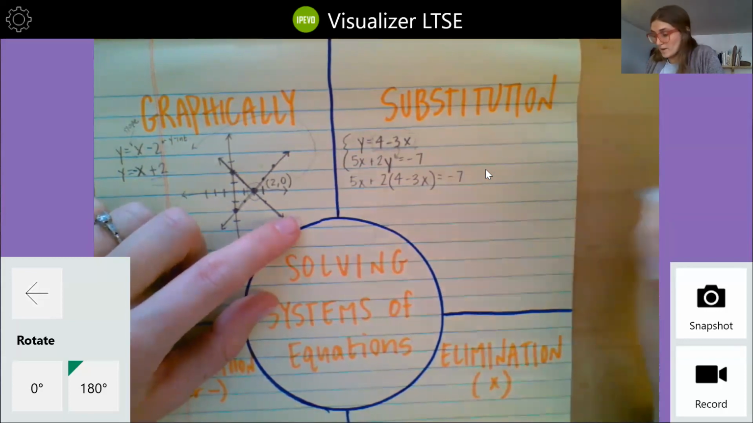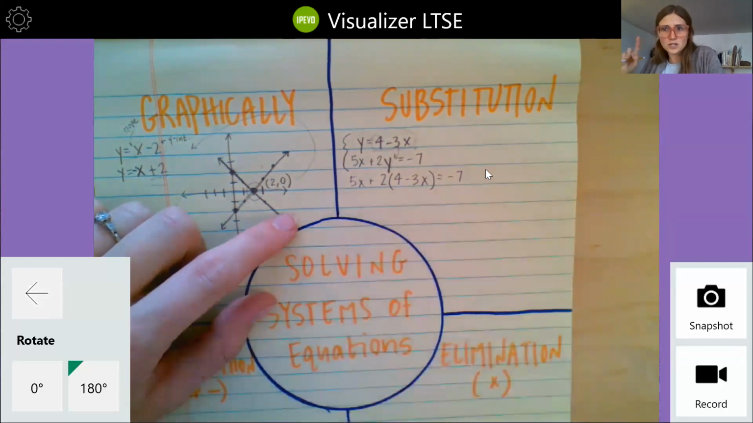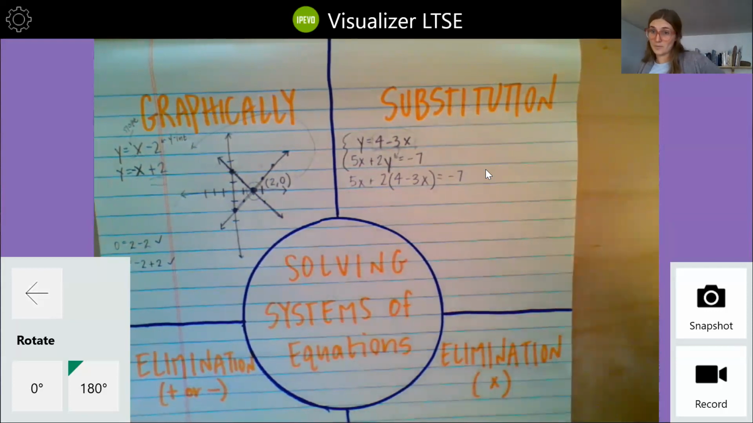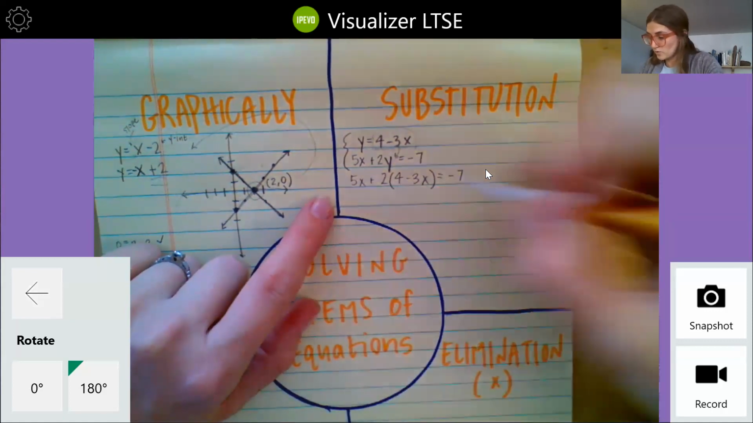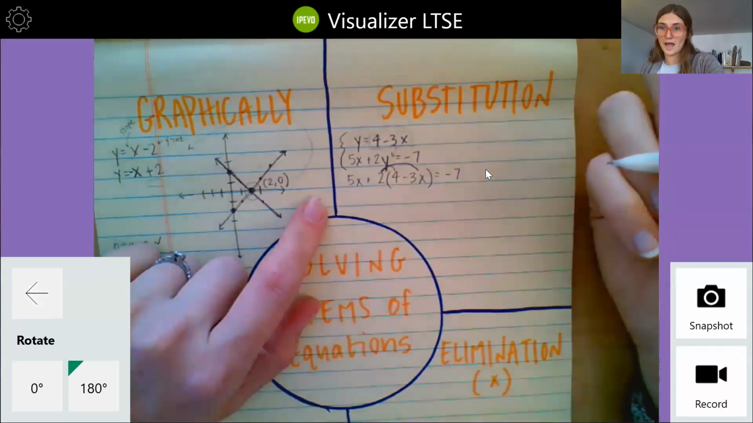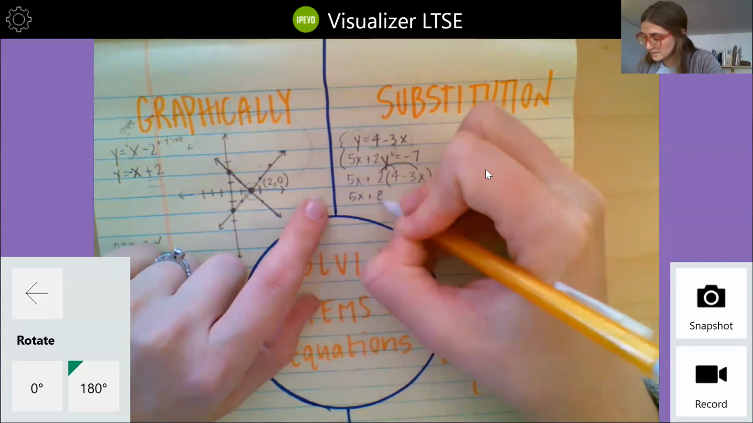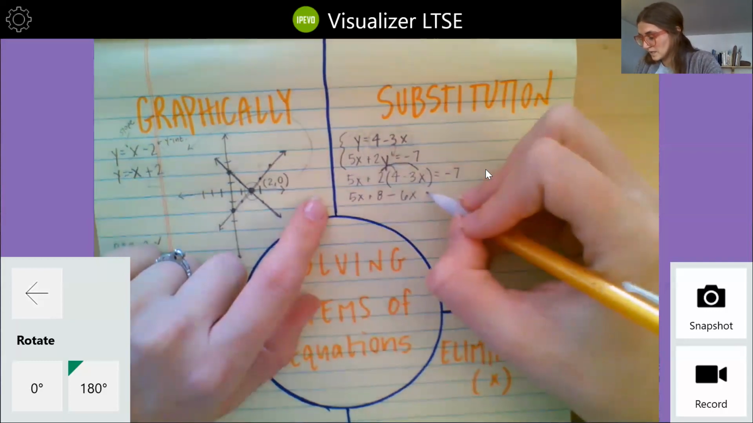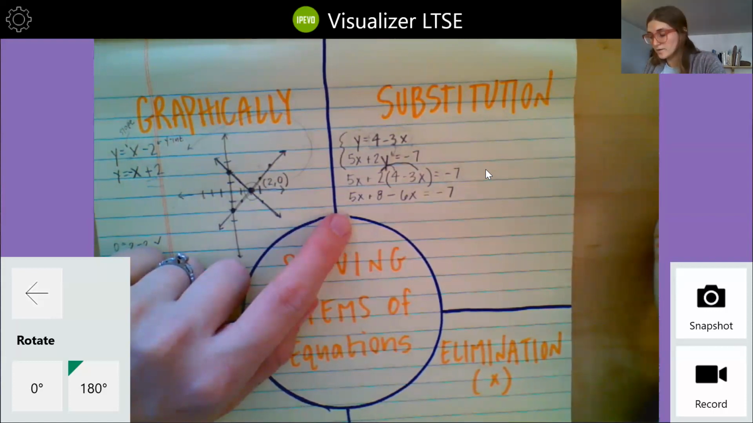Now I have an equation that has just one variable. It has x, it's written twice, but it's the same variable. So I'm going to solve for that variable. First thing I need to do here is distribute. I need to distribute that 2 across the 4 and the -3x. So then I get 5x plus 8 minus 6x equals -7. And now I want to combine like terms.